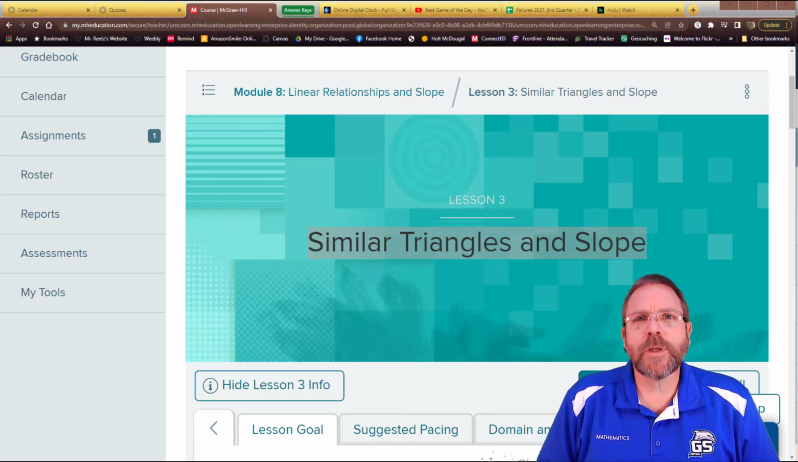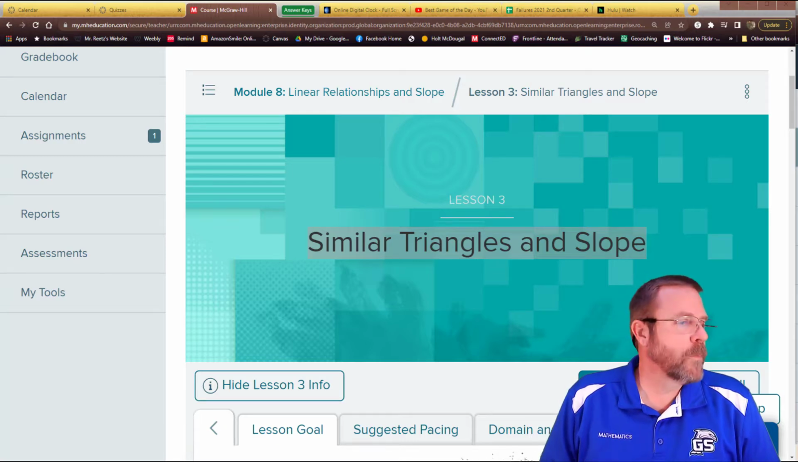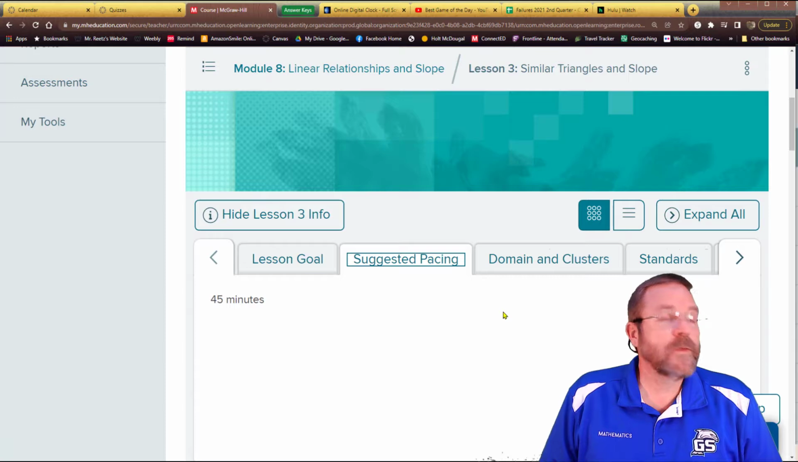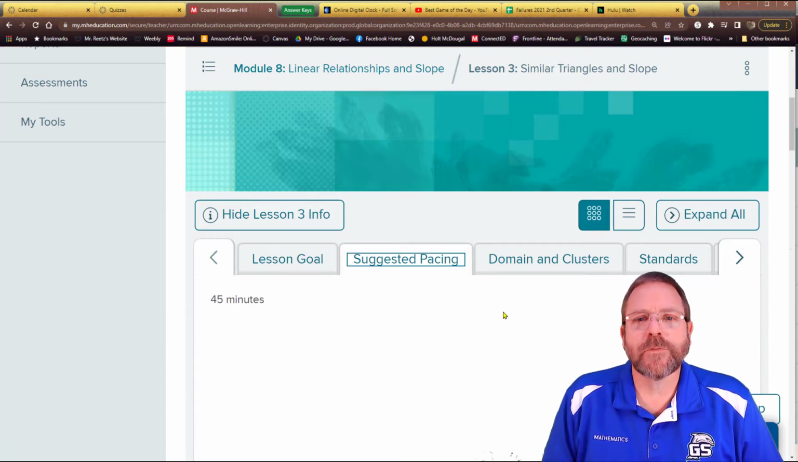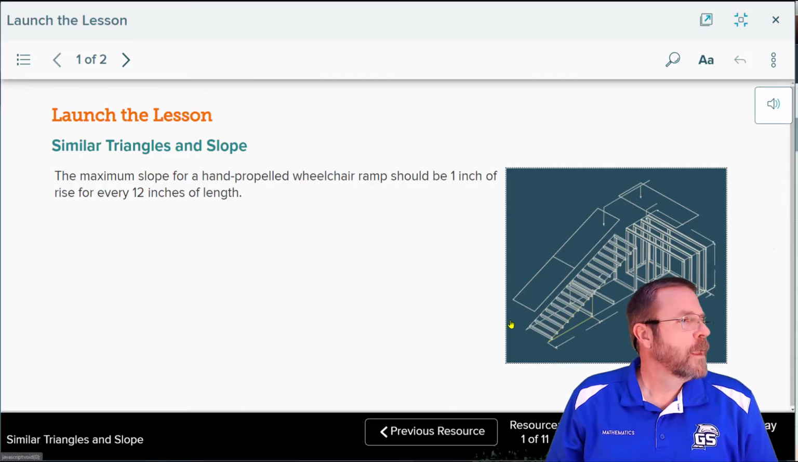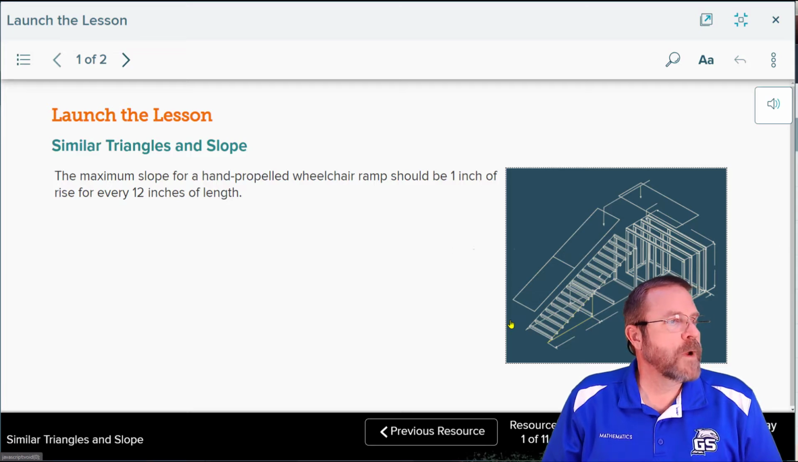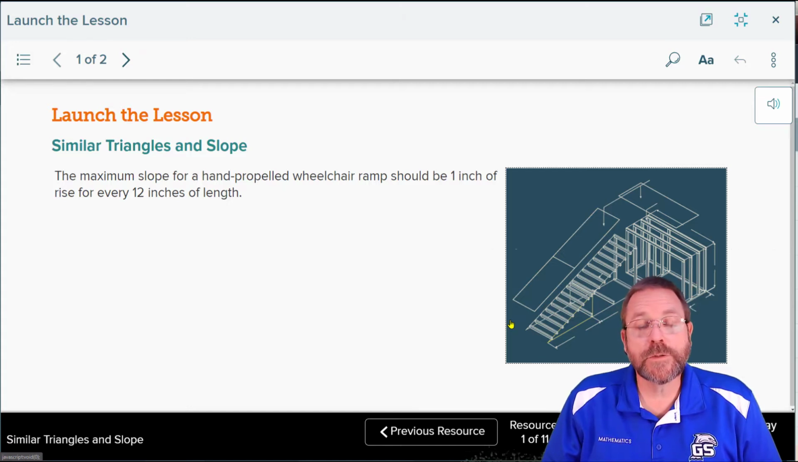Module 8, Lesson 3 covers similar triangles and slope. According to our pacing guide, this one should be super quick, and I like super quick. The maximum slope for a hand-propelled wheelchair ramp should be 1 inch of rise for every 12 inches of length.